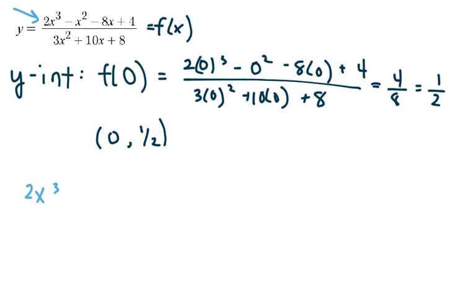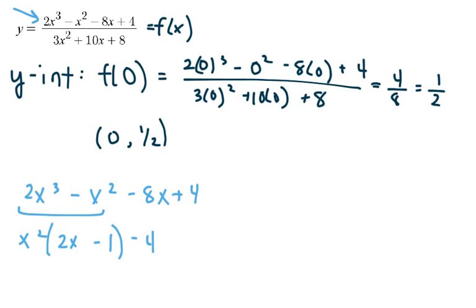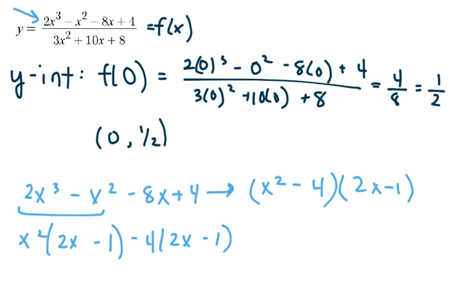So it's already in 4 terms, so we can factor by grouping, right? What can we pull out of here? We can pull out an x squared, and we're left with 2x minus 1. What can we pull out here? We can pull out a negative 4, and so we're left with 2x minus 1. So then that factors into x squared minus 4 times 2x minus 1, but x squared minus 4 is still a quadratic, right? It can be factored farther. It's actually a difference of squares. So this becomes x plus 2 times x minus 2 times 2x minus 1.